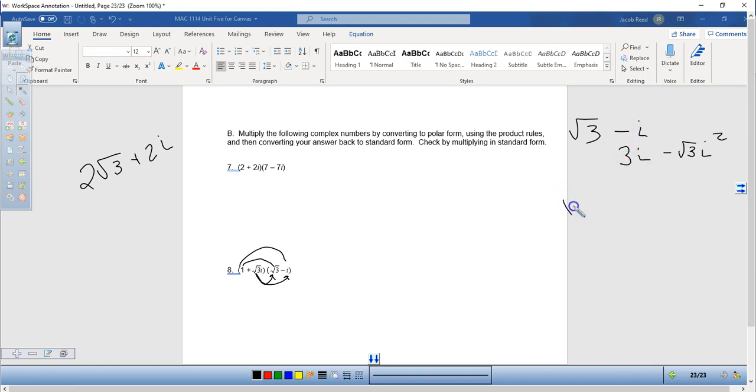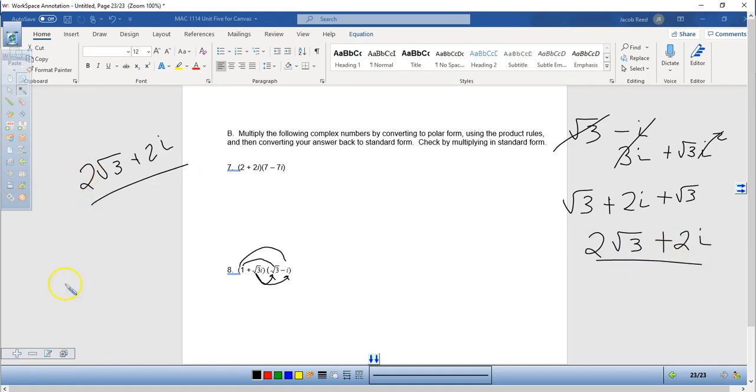Well, I have square root of 3, so use that. Negative i plus 3i is 2 i's. And I know this is i squared, which is negative 1, so change that to a positive. I can combine the square root of 3's to get 2 square root of 3 plus 2i. They match.